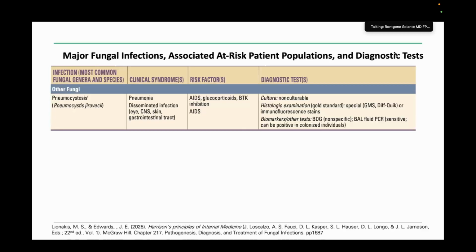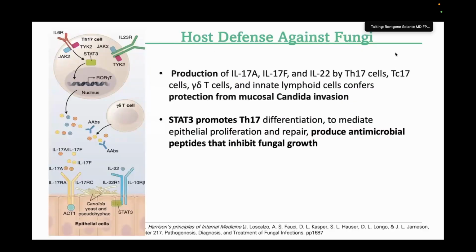But granting that your patient is severely immunocompromised, presenting with hypoxemia, with severe pneumonia, and the lavage fluid is positive for the Pneumocystis jirovecii PCR, then that will be significant and considered as pathogen. Now we go to the host defense against fungal infection.